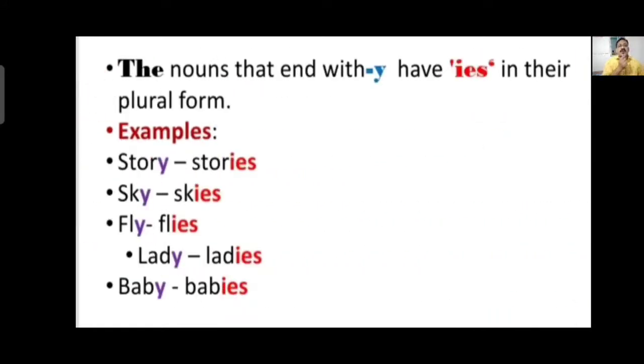The nouns that end with y have ies in their plural form. Some words like story ending with y, sky ending with y, fly ending with y, lady ending with y, baby ending with y. All words that end with y have ies in their plural form. Story will change into stories, sky, skies, fly, flies, lady, ladies, baby, babies. So words ending with y have ies in their plural form.